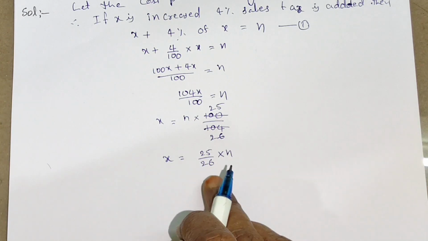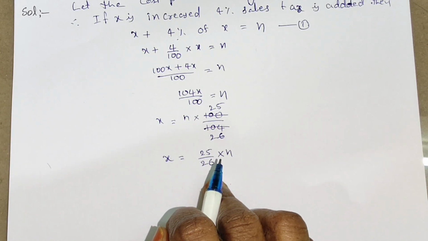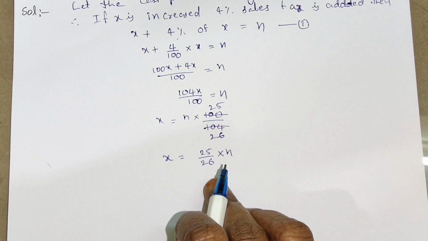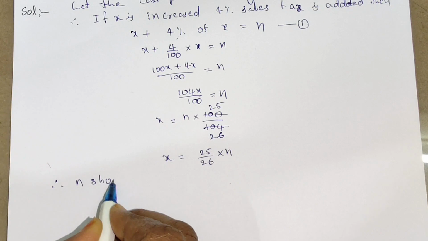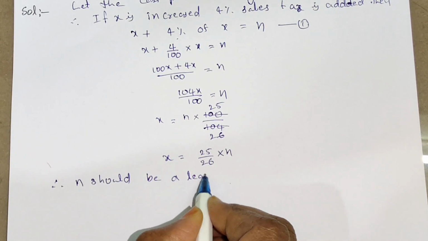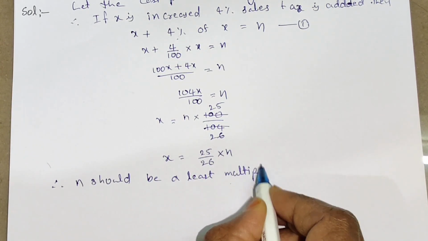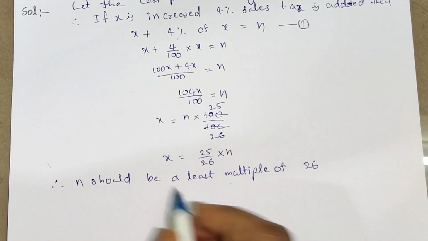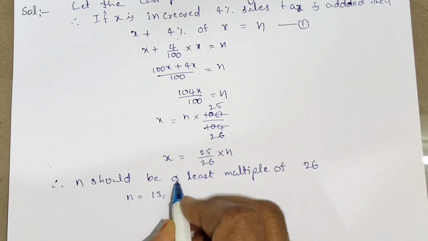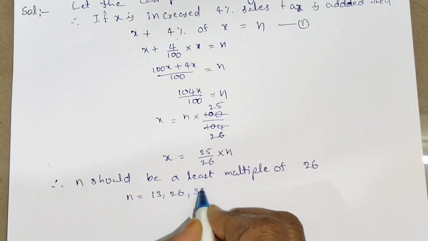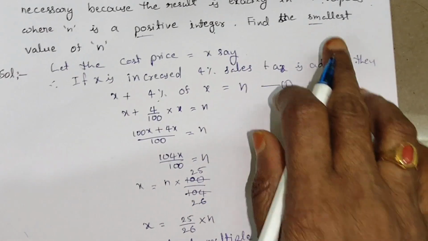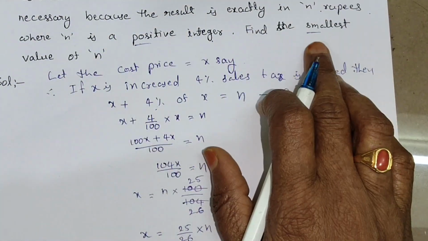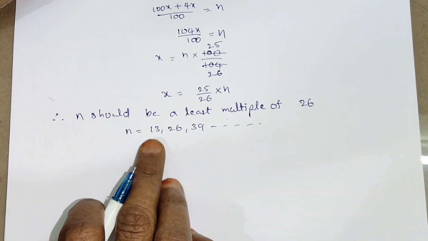Now the denominator is 26, so n must be a multiple of 26... n should be a multiple of 26. Since x is 25 by 26 into n, n should be the least multiple of 26. The multiples are 13, 26, 39, and so on. From these we take the least value, since the question asks for the smallest positive integer value. So we take n equal to 13, the least value.